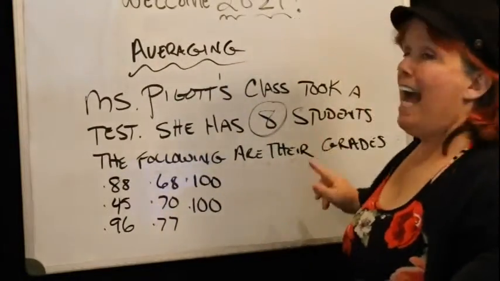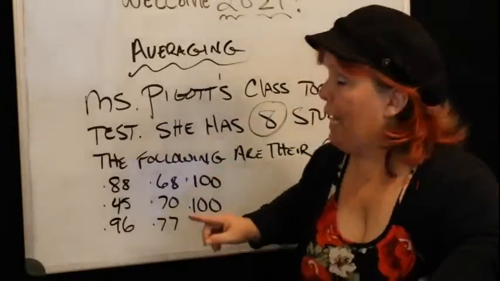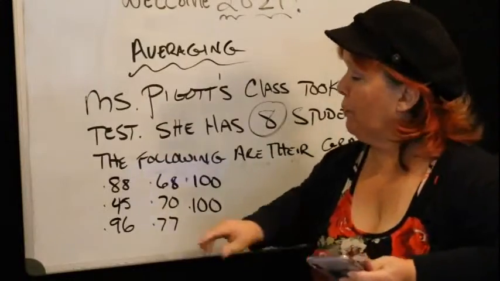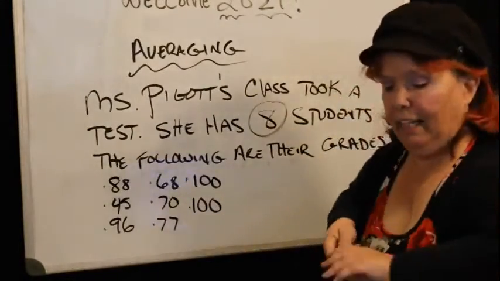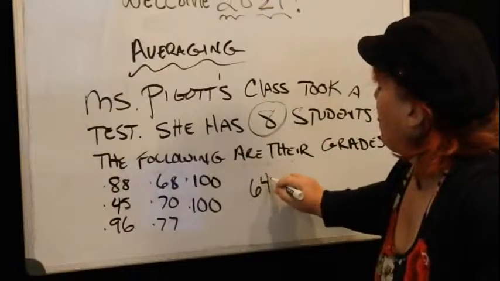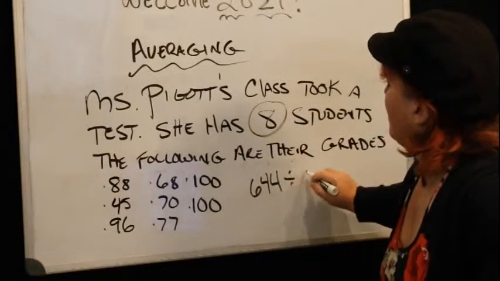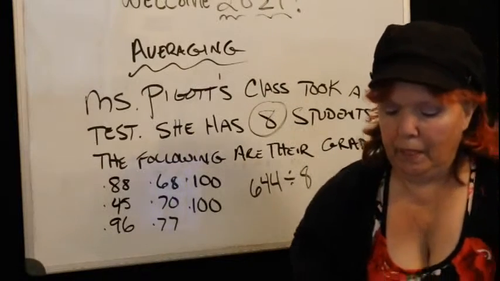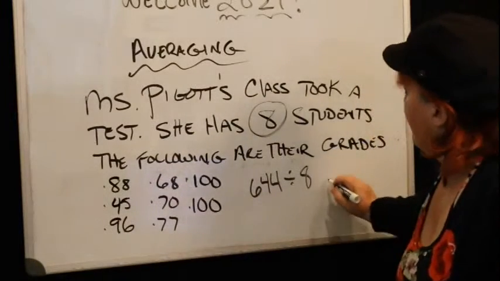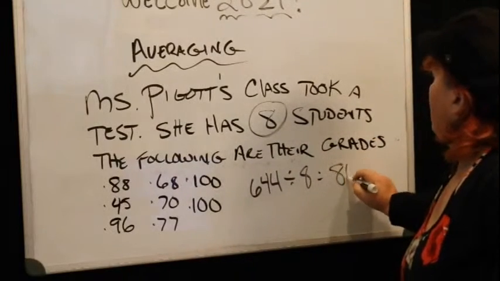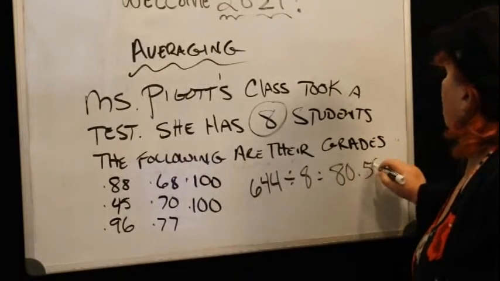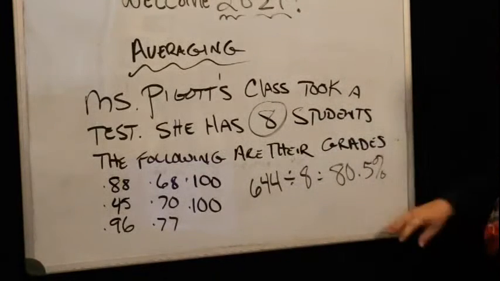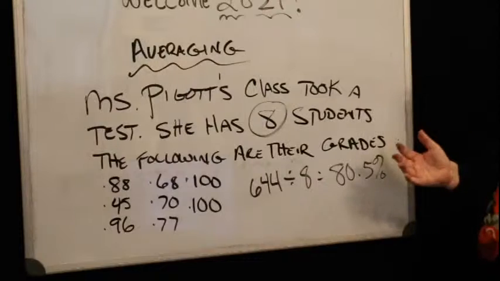And then you take that and divide it by how many there were. There were 8. So I'm going to take that number, which I got, 644, and I divide that by 8. And that gives me 80.5%. Okay? So on average, the class got a low B.